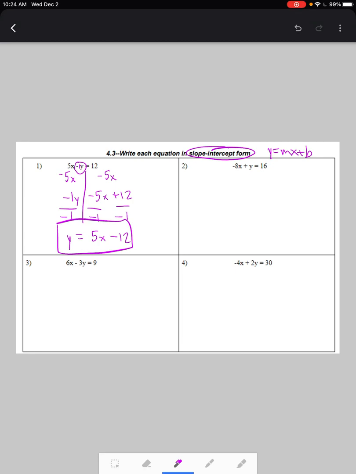So again, let's do the same thing for each of the remaining questions here with the goal of having y equals something times x plus something. So that's mx plus b, and we're rearranging it so that, again, we have it solved in that form.